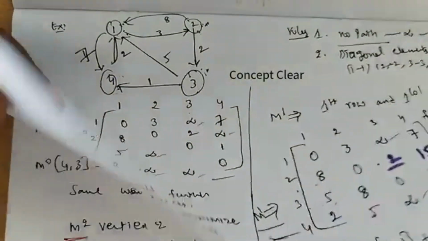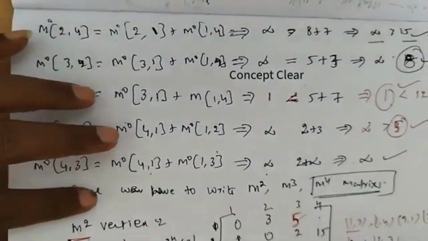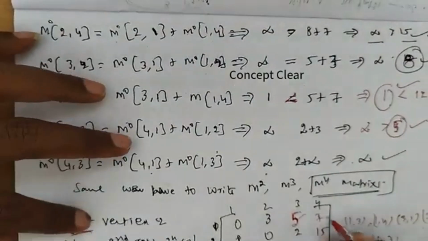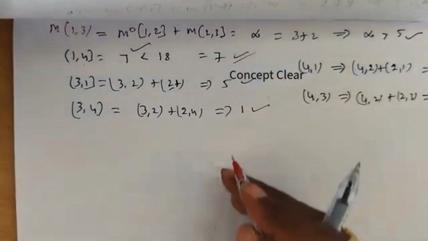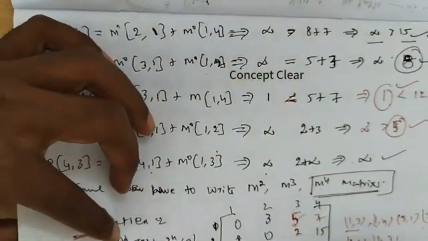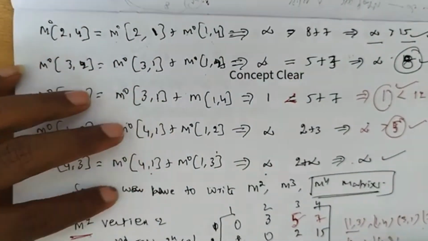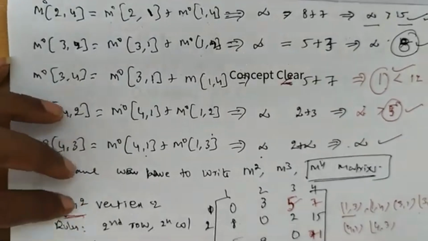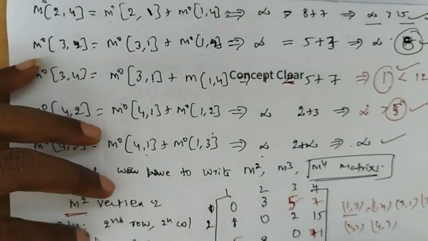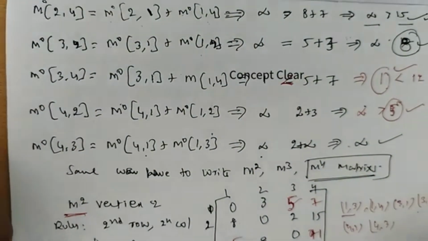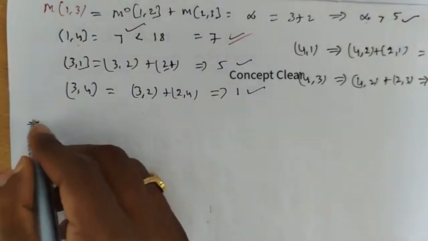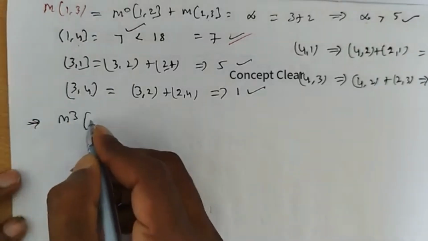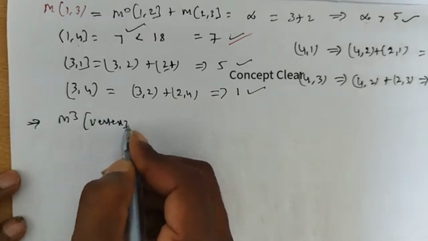We have to fill in these M2 values. Okay, here 7, 5, 7, sorry, 5, 5, 1, and here 2, and here the last one is 7. Okay, now we have built the M2 matrices. Now we have to build the M3 matrices, for the vertex of the third node.